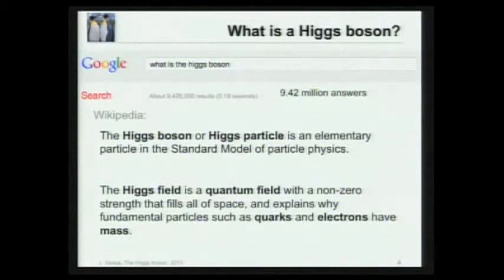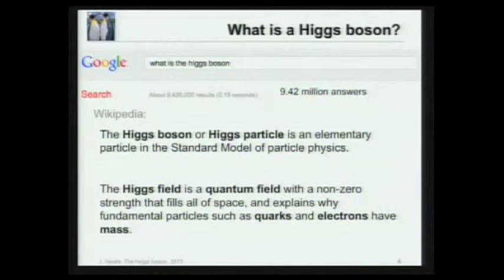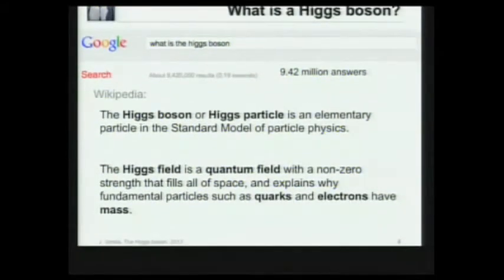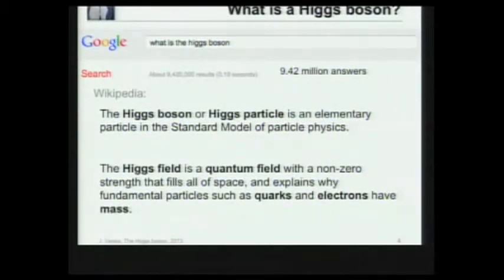It says, the Higgs boson or Higgs particle is an elementary particle of the standard model of particle physics. And then it says, the Higgs field is a quantum field. Here we start to be confused because we don't know if it is a particle or a field, but now you know that a particle is also a field, so that's fine for you now. So the Higgs field is a quantum field, but this is where it becomes interesting, with a non-zero strength that fills all the space and explains why fundamental particles such as quarks and electrons have mass. So this definition is not bad, by the way. It's from Wikipedia.